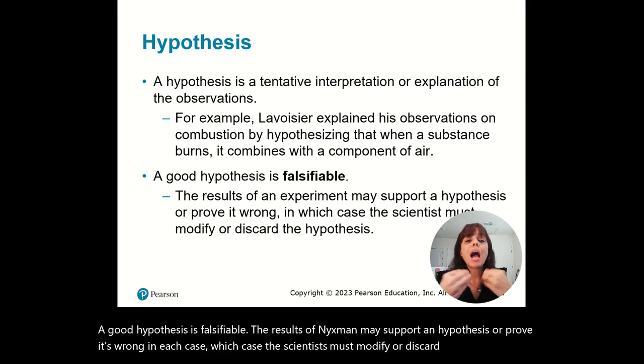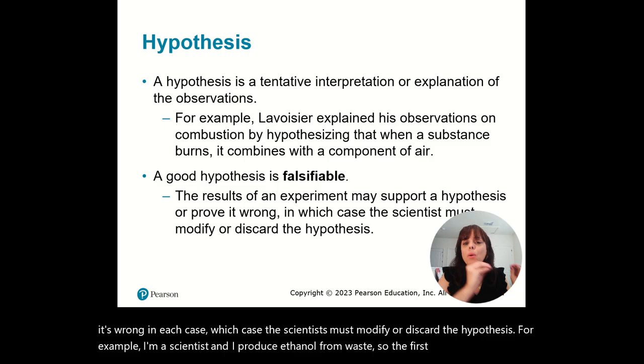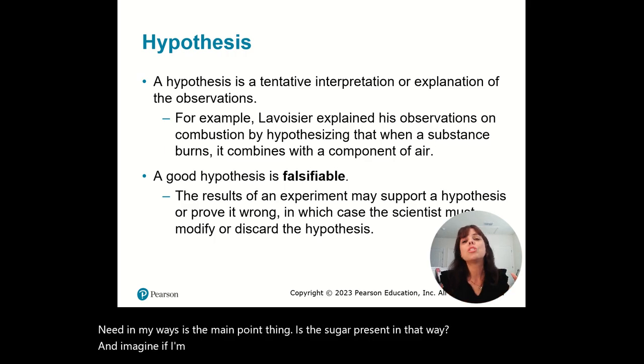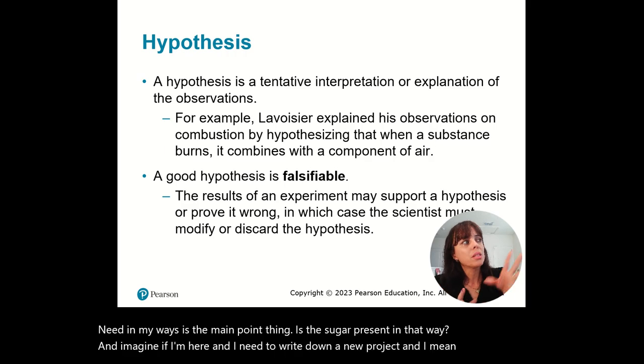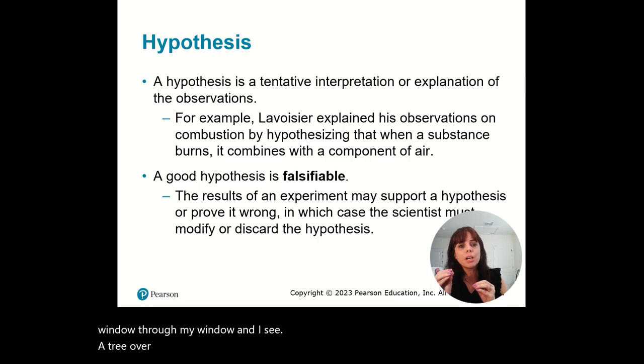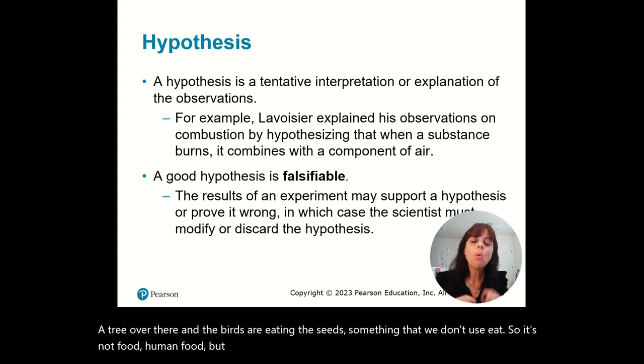For example, I'm a scientist and I produce ethanol from waste. So the first thing that I need in my waste, the main important thing, is the sugar present in that waste. Imagine I need to write down a new project and I'm looking through my window and I see a tree over there and the birds are eating the seeds. Something that we don't eat, so it's not human food, but the birds are eating. Oh, maybe that has sugar on it.